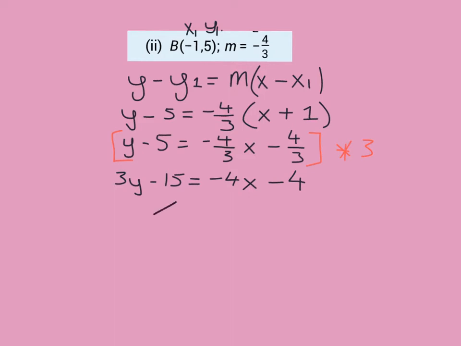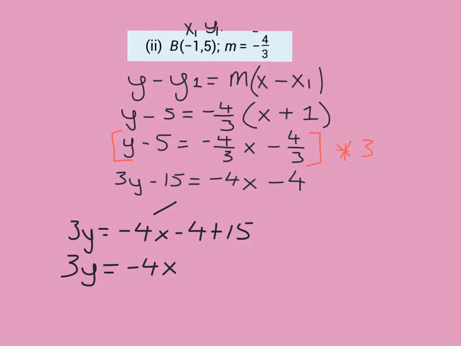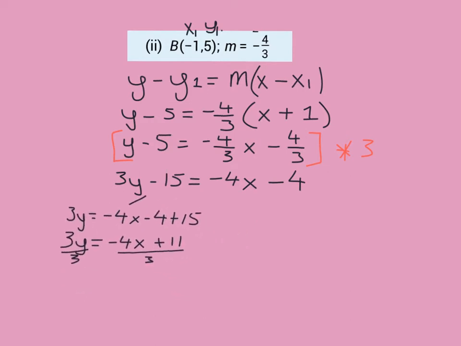So I can either write it as 3y equals minus 4x minus 4 plus 15, which gives me 3y equals minus 4x minus 4 plus 15 gives me plus 11, and then divide everything by 3, which will give me y equals minus 4 over 3 x plus 11 over 3, and I can leave it like that.